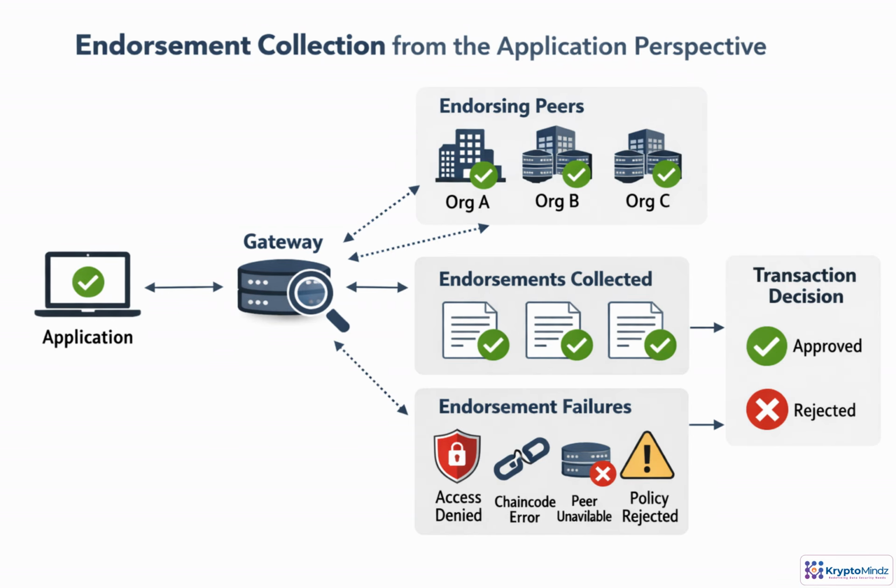From the application's point of view, endorsement is not about tracking every peer. It is about satisfying the policy for this transaction. The gateway can discover eligible endorsers and request the approvals needed, such as signatures from both org1 and org2. If access, chaincode execution, peer availability, or policy matching fails, the transaction cannot move forward. Strong applications turn those technical failures into clear business messages the user can act on.